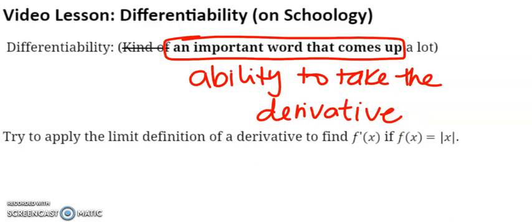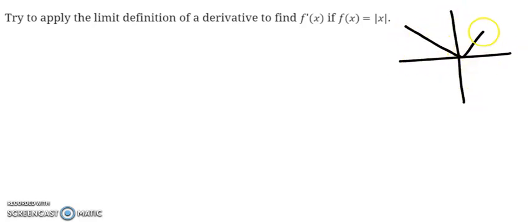So we need to be able to figure out what makes a function differentiable, which then lets me take the derivative to then do a calculus analysis. So when we talk about differentiability, this next one says, try to apply the limit definition of a derivative to find f prime of x if f of x is equal to the absolute value of x. So the absolute value of x looks like this, right? Our nice absolute value of x V from good old pre-calc classes, maybe even classes earlier than that. We're supposed to apply the limit definition to find f prime.